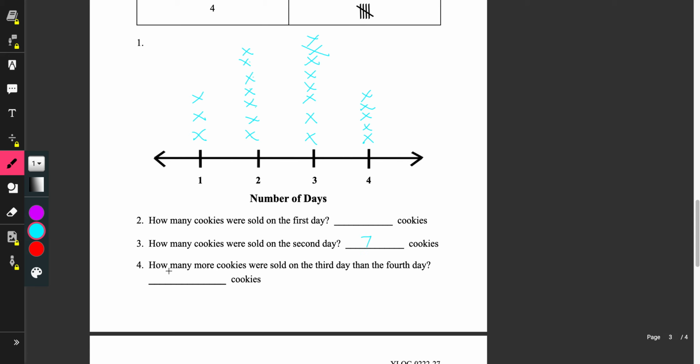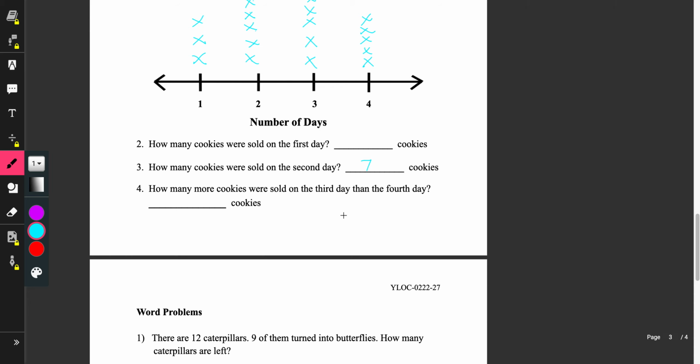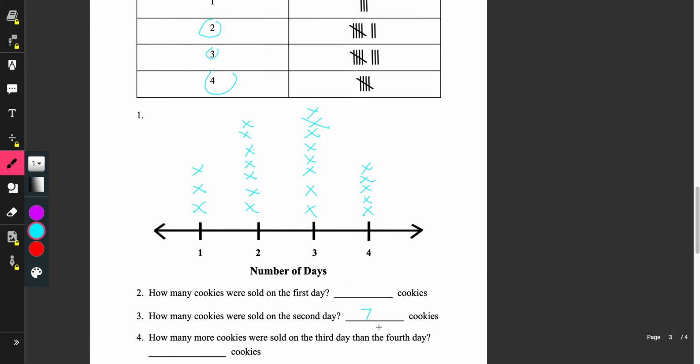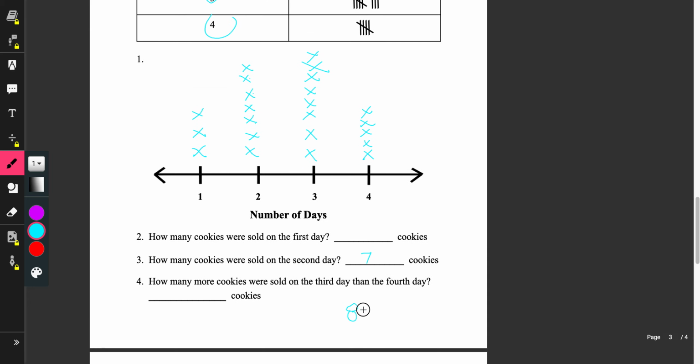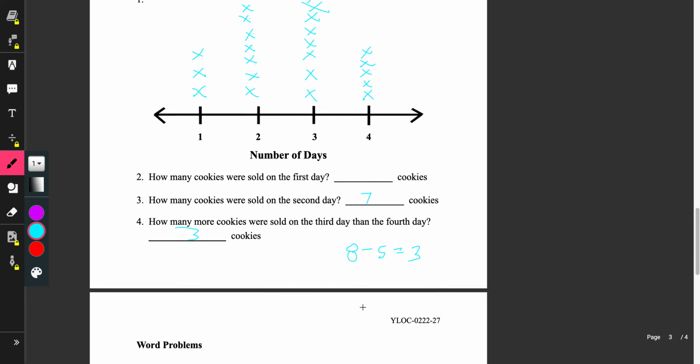And let's do number 4 as the last one. How many more cookies were sold on the third day than the fourth day? So let's look back, third and fourth. Third day it had 5 plus 3, 8, and fourth day it had 5. It says how many more were sold on the third day, so we're going to do 8 minus 5. And what would that be? That would be 3. So how many more cookies were sold on the third day than the fourth day? It would be 3 cookies.